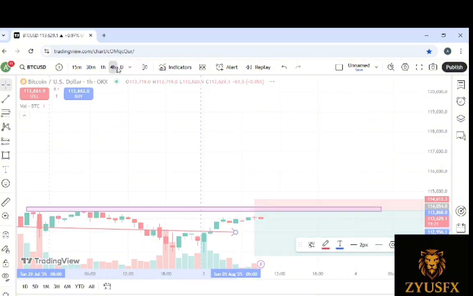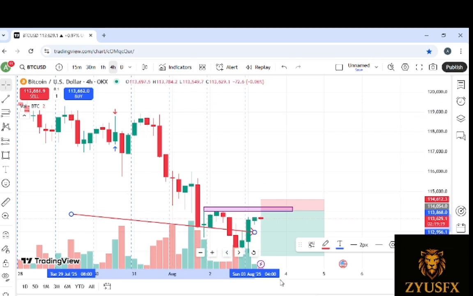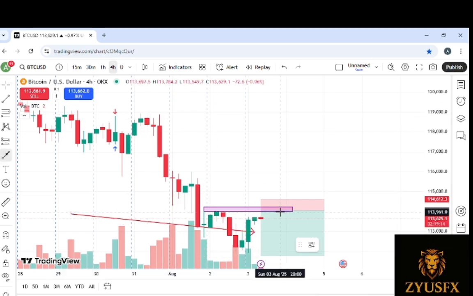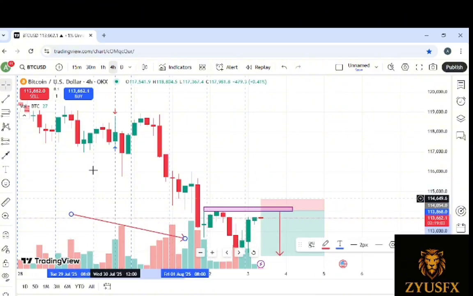So we're only looking for selling opportunity on Bitcoin USD because the overall trend is down. So let's move on to the next analysis.